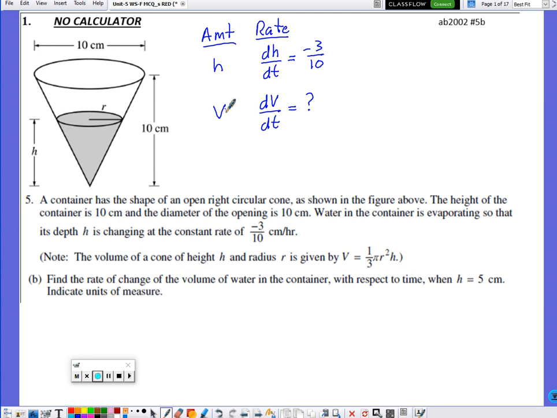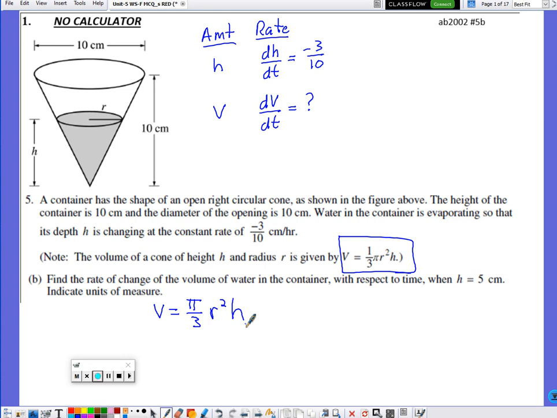The equation that involves the amounts, so the amounts are H and B, is right here. So I write that down: B equals pi over 3 r squared H. Question?